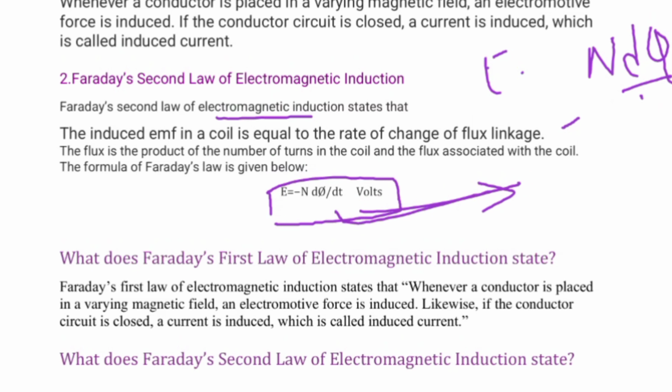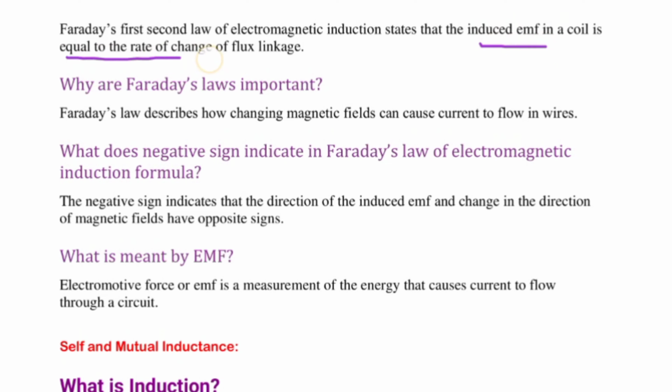Now a simple question: what does Faraday's first law of electromagnetic induction state? Faraday's first law is, whenever a conductor is placed in a magnetic field, an electromotive force is induced when there is a change in flux linkages. That is the second law. What does Faraday's second law of electromagnetic induction state? The EMF induced in a coil is equal to the rate of change of flux linkages, E equal to N d phi by dt.